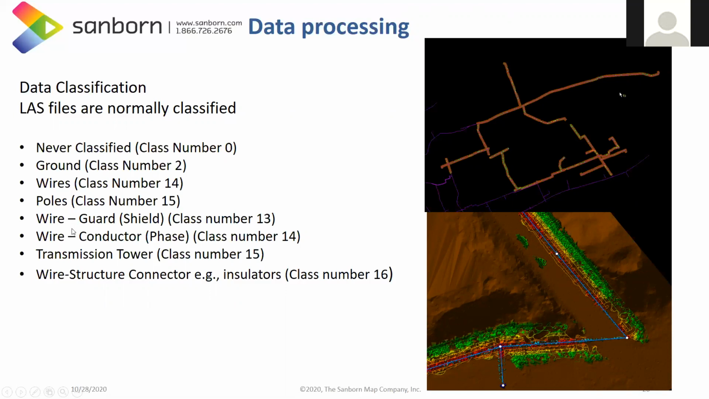poles, wire guard shield, that's class number 13, wire conductor, that is class number 14, transmission tower, that's class number 15, and wire structure connector, that is class number 16. So these are all the different classes that will change depending upon the client requirement. But primarily most of the classes are available in the ASPRS classification.